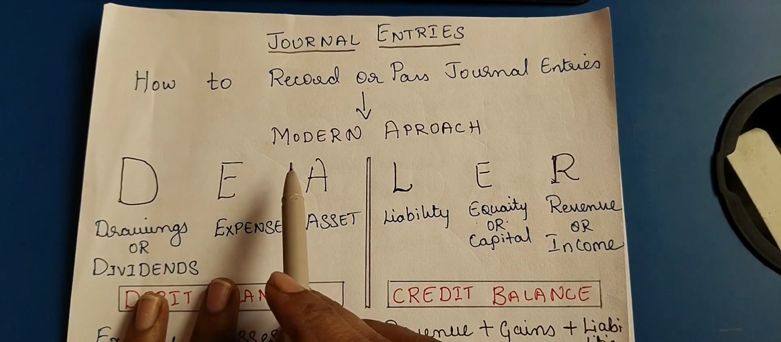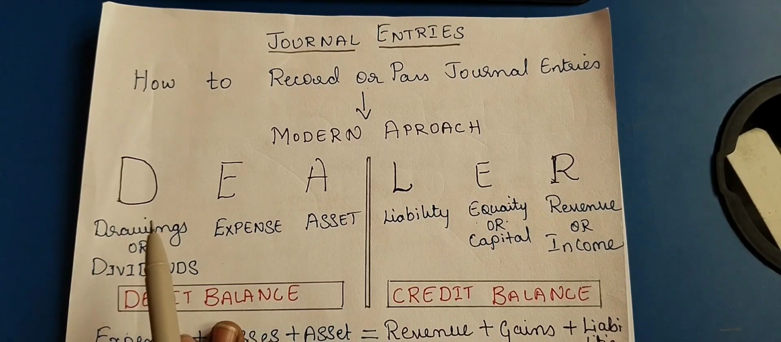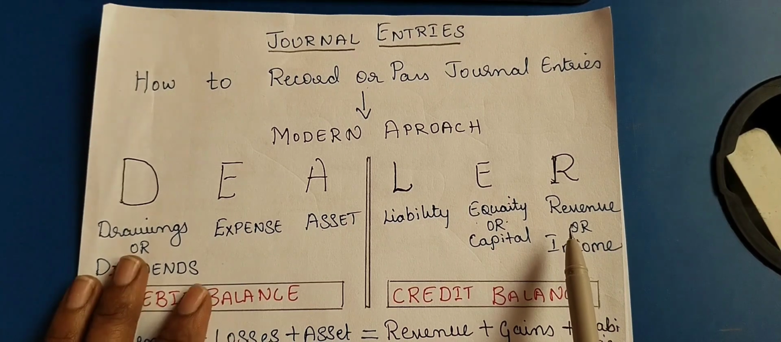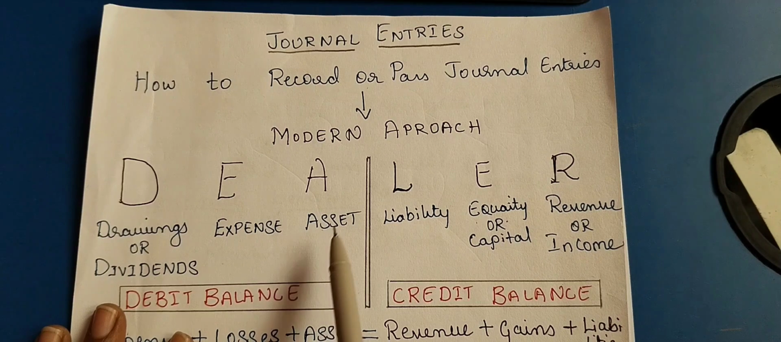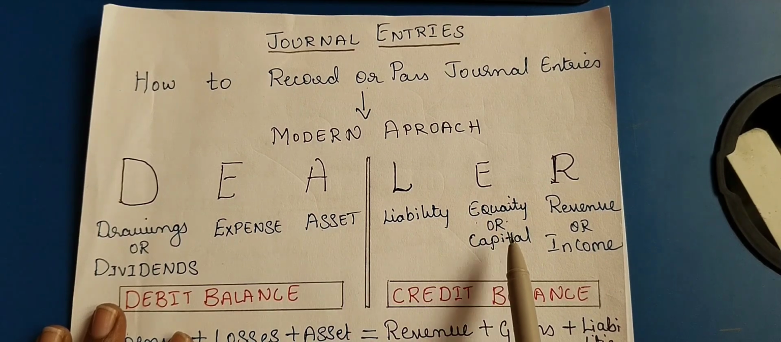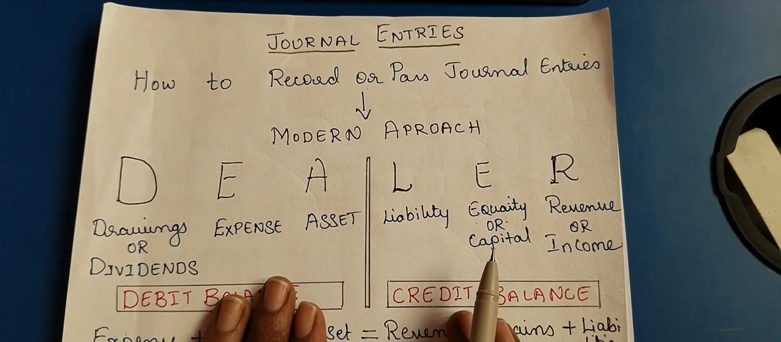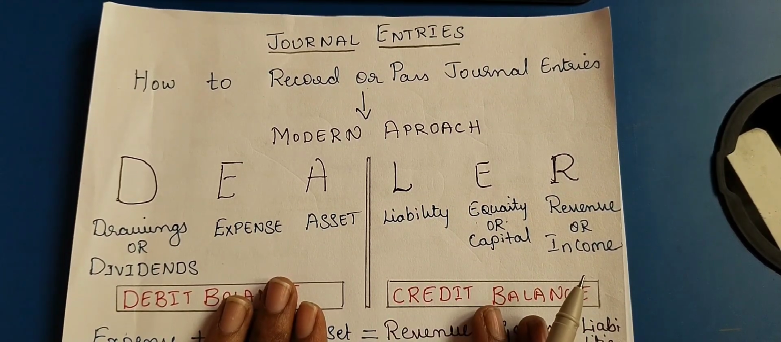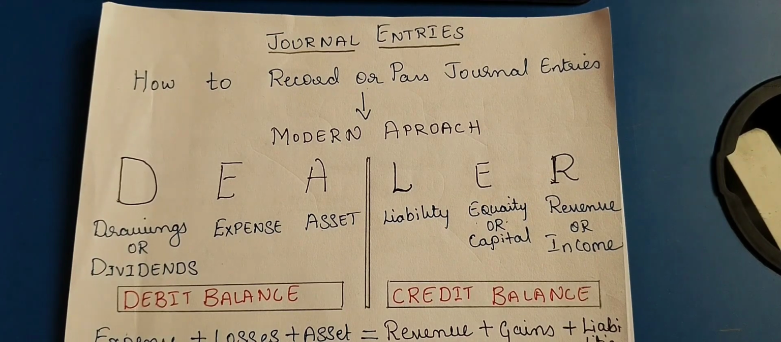Now let us understand the modern approach. Under the modern approach, you can remember the rule by remembering this word easily: DEALER. Here D stands for drawing or dividend, E expenses, A assets, L liability, E equity or capital, and R revenue or income. You all know the accounts: the entry will always have a two-fold effect. One effect will be a debit effect or a credit effect, and always the debit balance is equal to the credit balance.